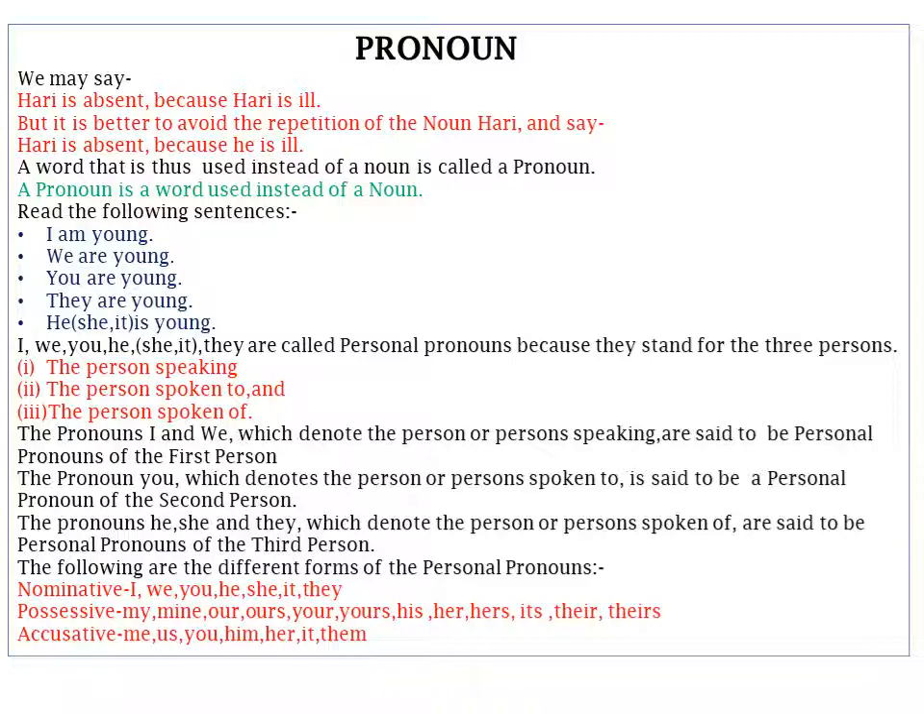Read the following sentences. I am young. We are young. You are young. They are young. He, she, it is young. I, we, you, he, she, it. They are called personal pronouns because they stand for the three persons.